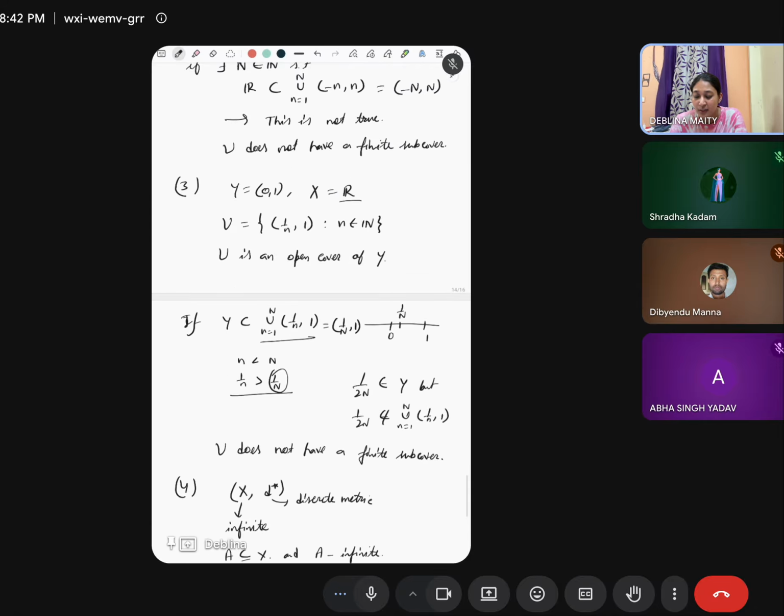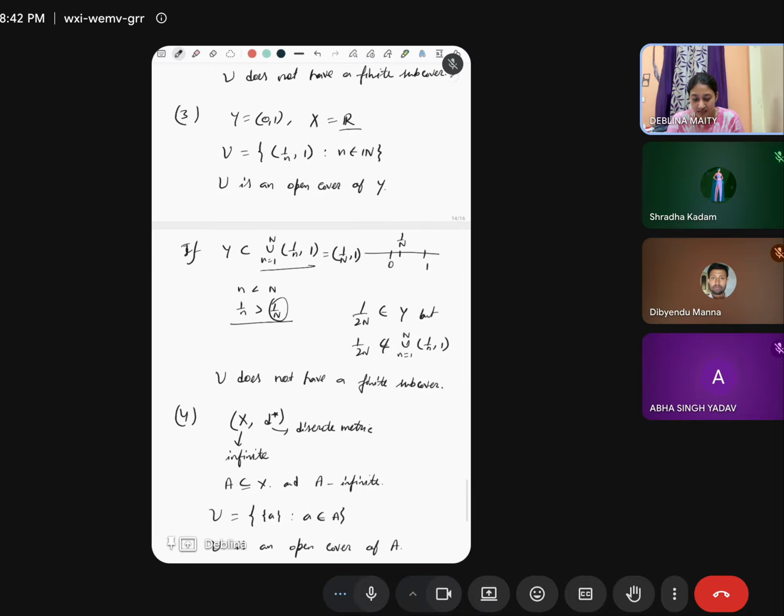In (0,1), you can take (0, 1 minus 1/n) also, right? Then you will also see that this does not have a finite subcover. Here I have taken (1/n, 1). So there are many possibilities, not just this one. But for this you have to solve many problems. You have to read the books, the examples. Then you will see a pattern, right?